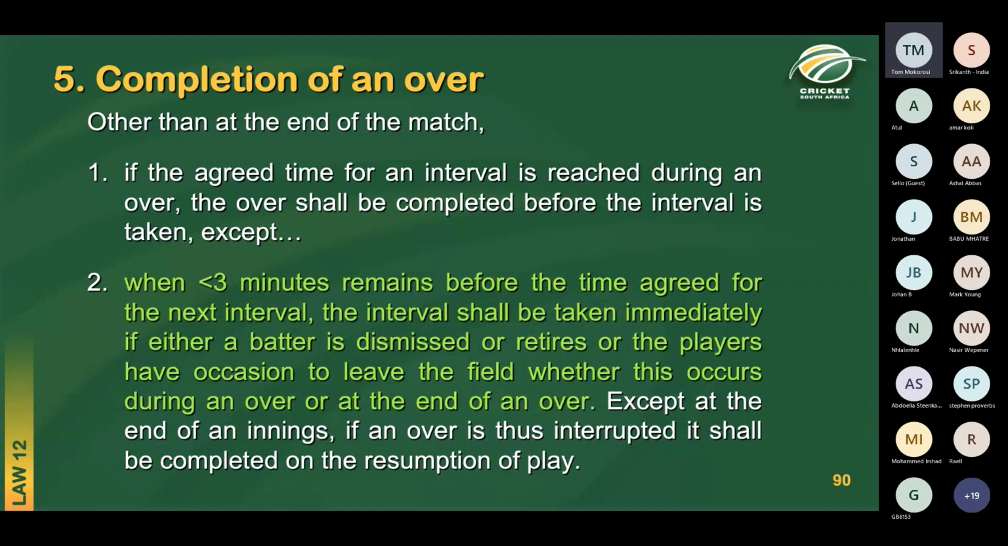When less than 3 minutes remain before the time agreed for the next interval, the interval shall be taken immediately if either a batter is dismissed or retires, or the players have occasion to leave the field, whether this occurs during an over or at the start or at the end of an over. Except, of course, at the end of an innings, if an over is thus interrupted, it shall be completed on the resumption of play. So what is the law saying here?